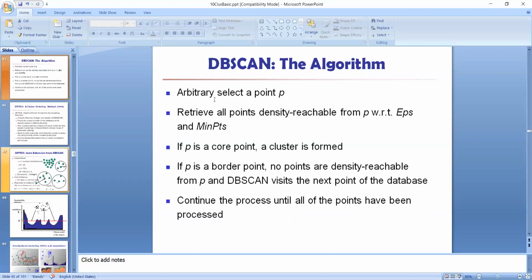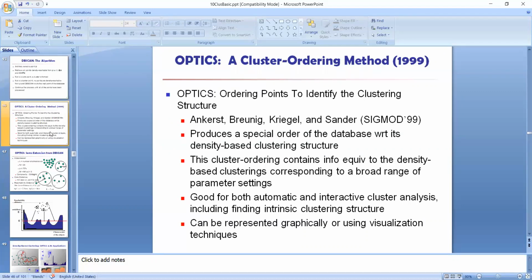So like that, select any point P and find the density reachable points. Retrieve all the points that are density reachable from P. If P is a core point, a cluster is formed. If P is a border point, no points are density reachable from P and DBSCAN visits the next point of the database. Continue the process until all the points have been processed. So that is what happens in the DBSCAN algorithm.